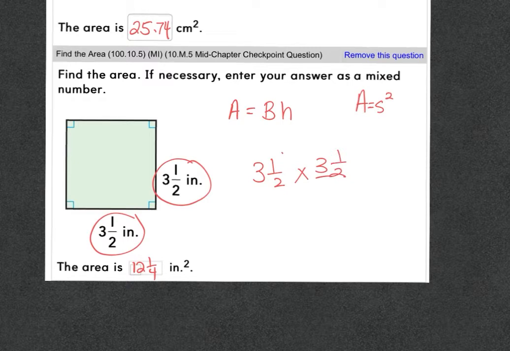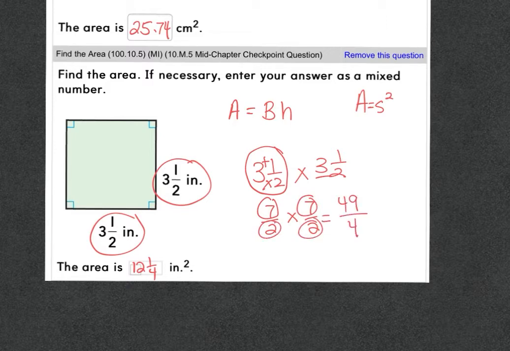I have to first change these into mixed numbers, so I multiply. 3 times 2 is 6, plus the 1 is 7. So I'd have 7 over 2 times 7 over 2. 7 times 7 is 49. 2 times 2 is 4. 4 can go into 49 12 times, and I'd have 1 left over. So there's my 12 1/4. It's the way you would do it when you would multiply it out the normal way if you didn't want to convert it to decimals.